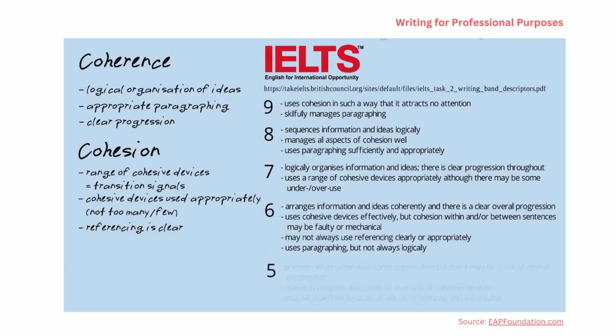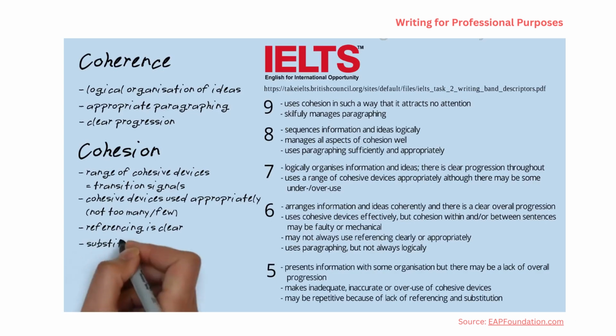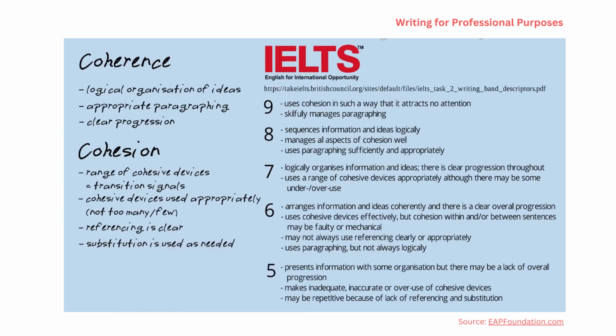And then looking at Band 5, again, I won't read all of these out because many of these are repeating the same ideas. But again, if you look at the third point, may be repetitive because of lack of referencing and substitution. So in other words, substitution is used as needed. So you can see all of the points here about cohesion are the ones I've mentioned before. Using transition signals, using reference words, using substitution.